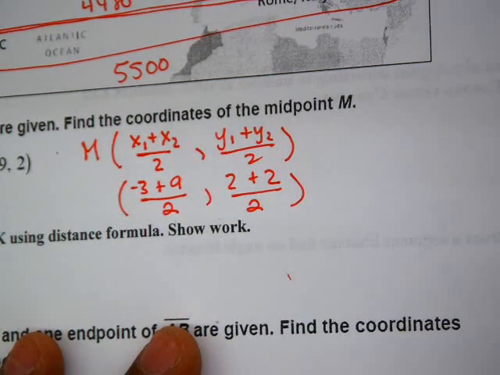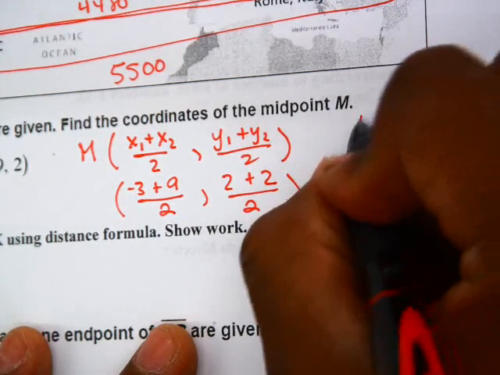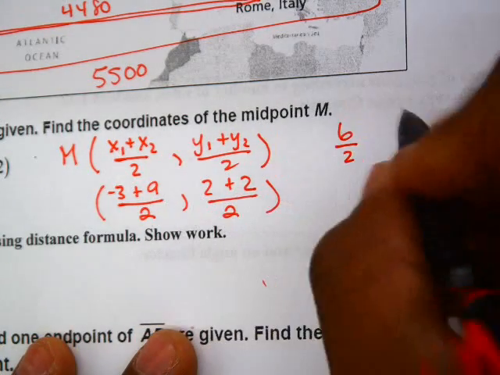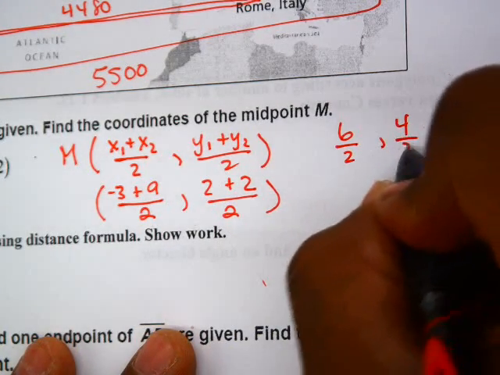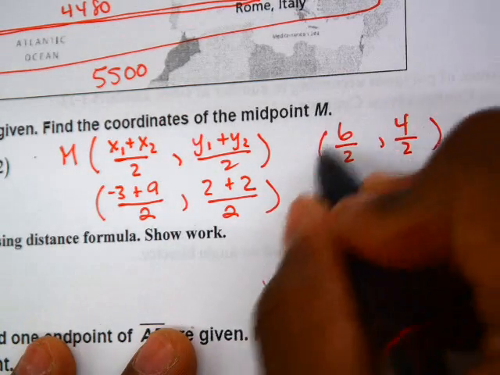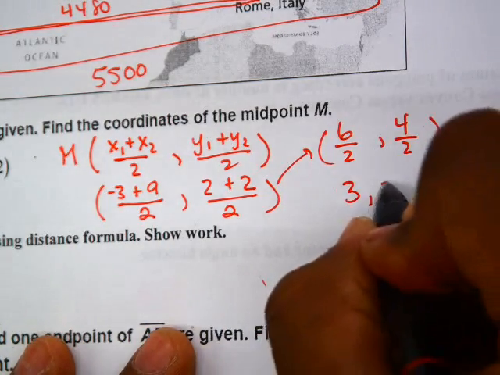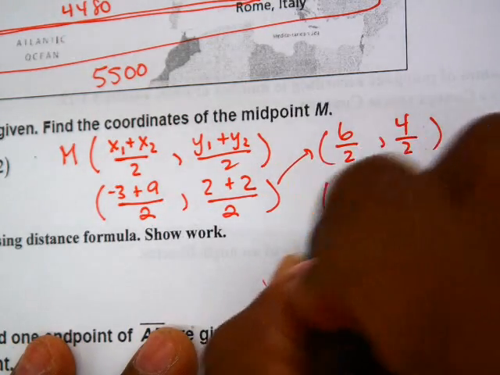So -3 plus 9 is 6, divided by 2, and 2 plus 2 is 4, divided by 2. And so 6 divided by 2 is 3, 4 divided by 2 is 2.